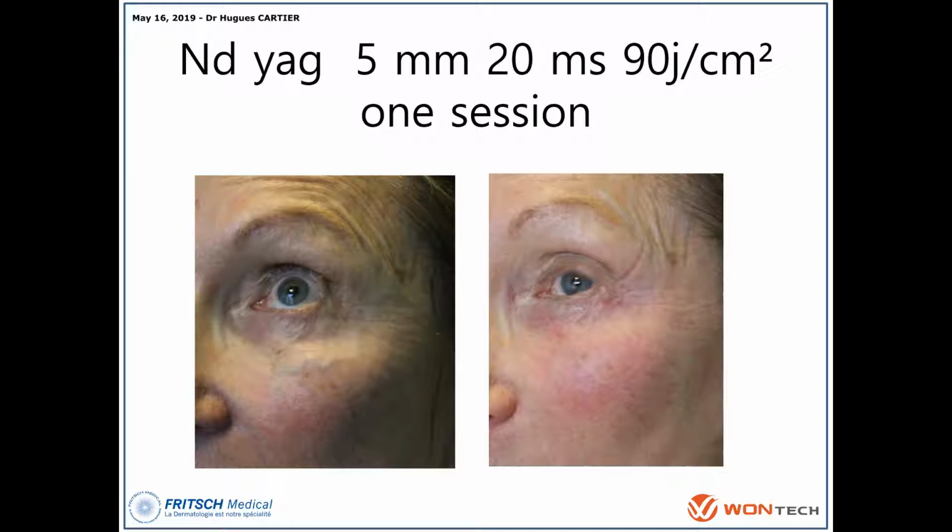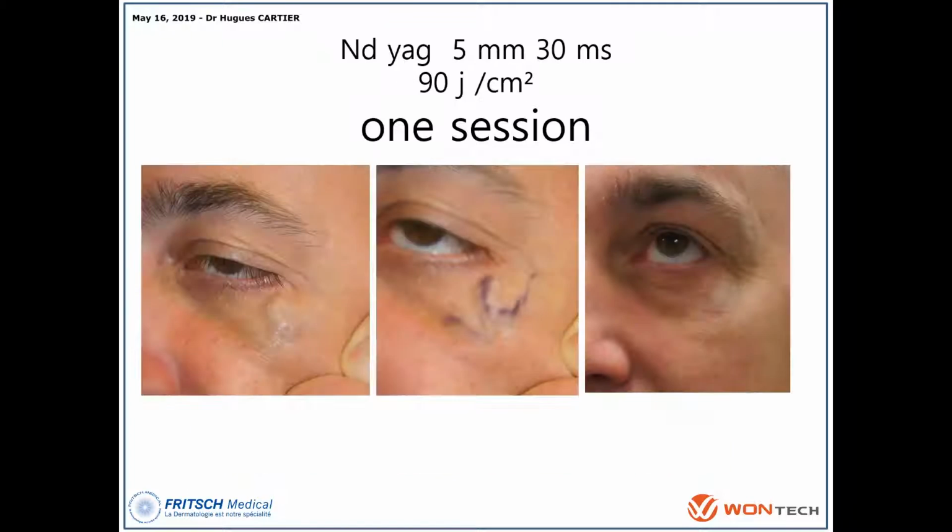I prefer sometimes, I think it's better to treat with 3 millimeters diameter, but when we are not close to the orbit, you can also use 5 millimeters. It depends on the diameter of the vessel, but we can understand that 5 millimeters is more dangerous than 3 millimeters. Okay, it's very important to be sure that when you shoot, the shot is above the bone, never in the direction of the eye. It's very easy to understand.